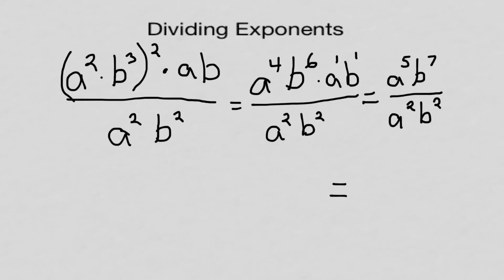Now I just subtract. All right, a to the fifth divided by a to the second, 5 minus 2 is going to be a to the third. B to the seventh divided by b to the second is 7 minus 2 equals b to the fifth. There's the 5 I was talking about. You're done. All right, short video, under 10 minutes.